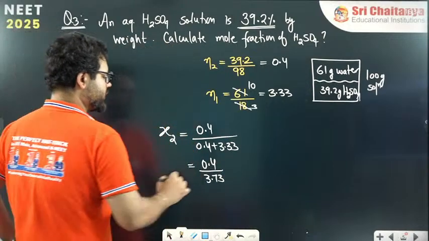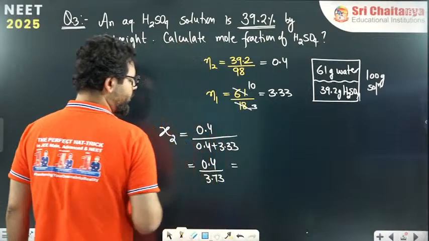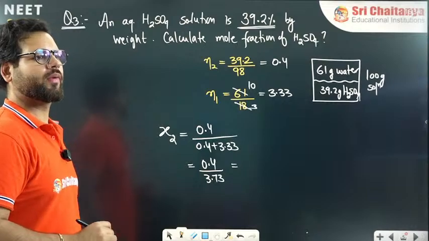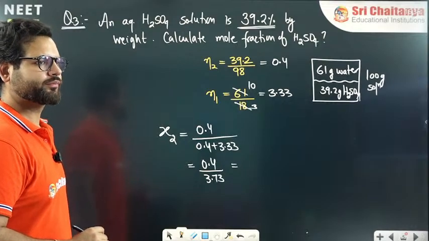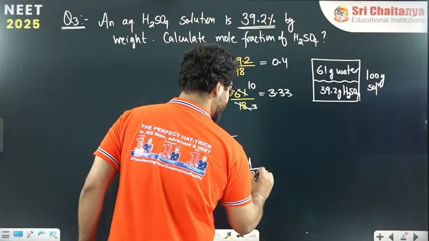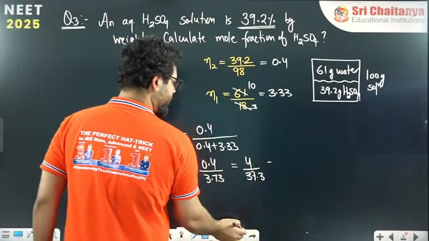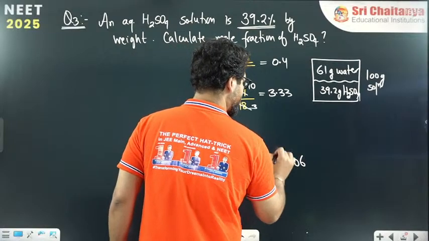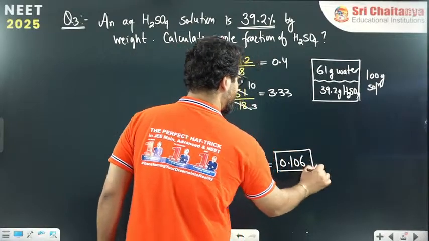Which is 4 by 37.3. You can solve it, it will come out to be 0.106. 0.10, that is correct. This is the answer. This is the mole fraction.